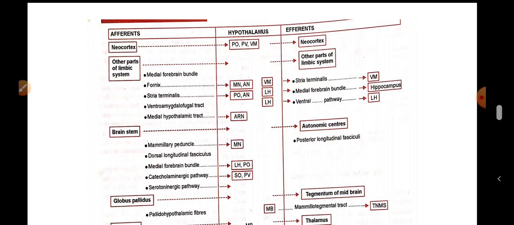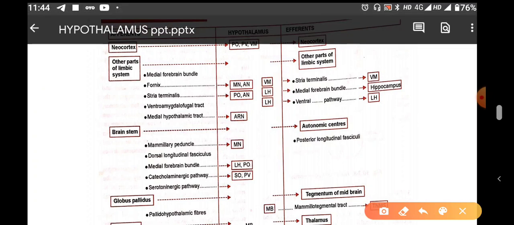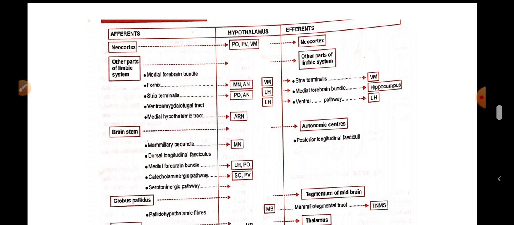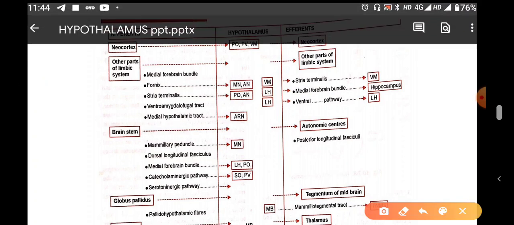So from the neocortex mainly the afferents are coming to the preoptic, paraventricular and ventromedial nuclei, and efferents are going to the neocortex. Then from other parts of the limbic system, the afferents are coming to the hypothalamus and they are again going to the other parts of the limbic system.